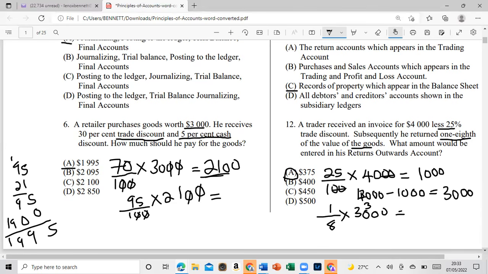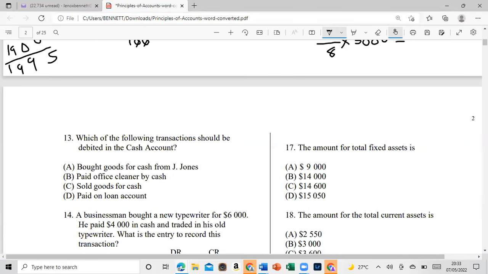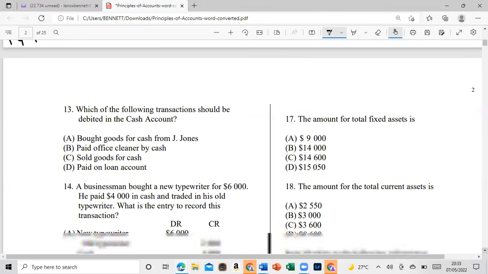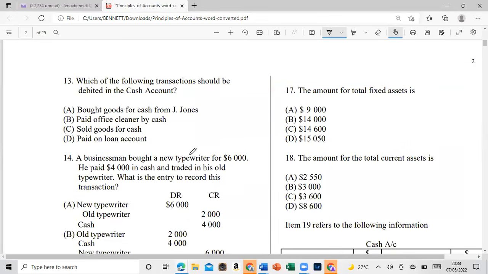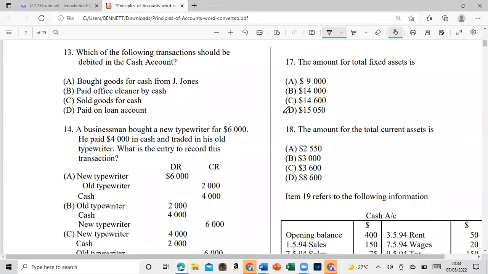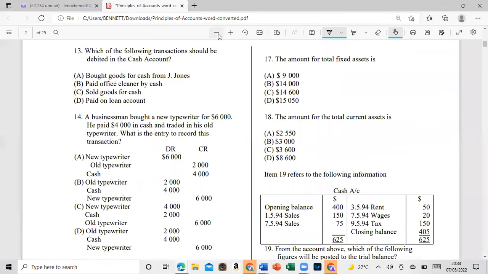All right, let's move on to number 12. No, we are at 12, so let's move down to 13. This one is a little bit spooky, so I might have to make it smaller so you guys can see all the options. Yeah, that is better. So 13 says, which of the following transactions should be debited in the cash account?